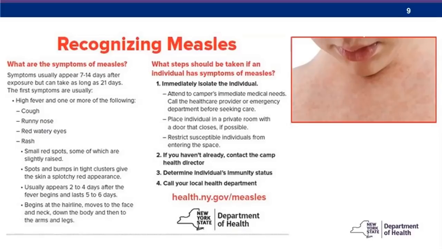If you haven't already, contact the camp health director and determine this person's measles immunity. Are they immune? Do they have any records of vaccine? If so, how many? Or evidence of past disease or lab evidence of immunity. And really critically also, please call your local health department as soon as possible, and they'll give you further guidance on ways to both help this individual as well as try to limit further spread and control, hopefully preventing a further outbreak.